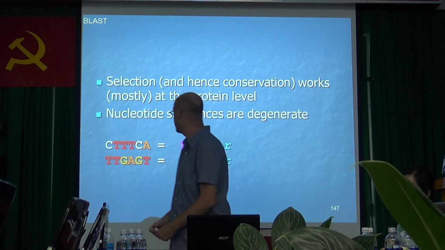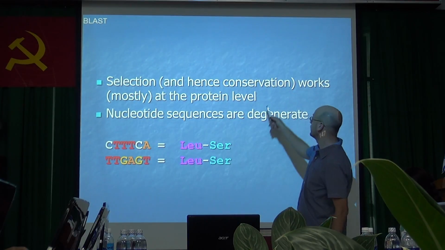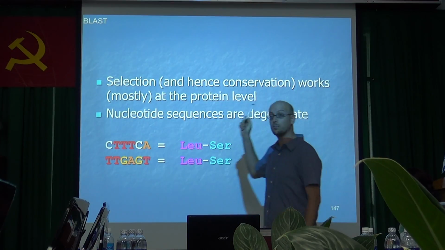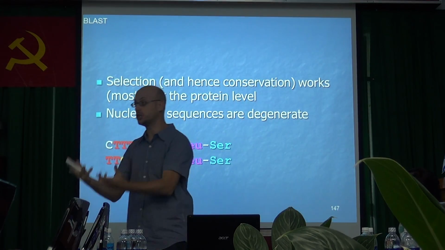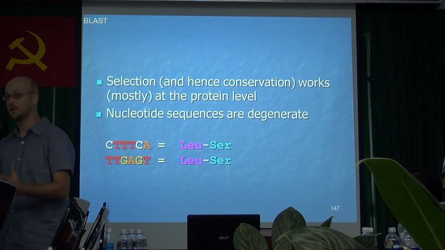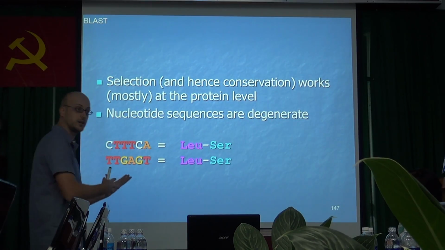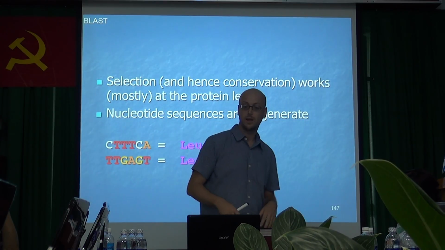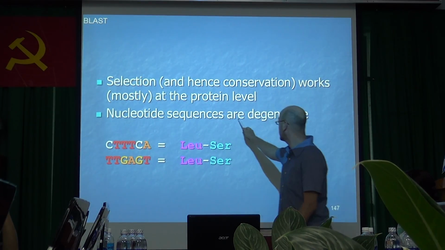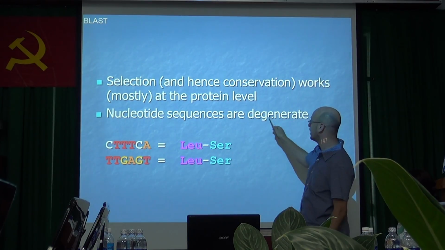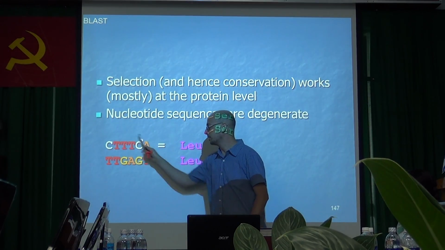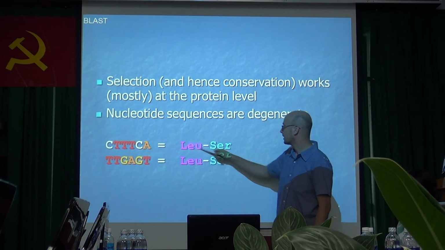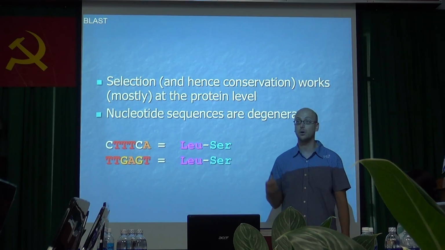Why protein? We said, first of all, because selection and conservation works at the protein level, so protein is the machine of the cell. What's important is the machine is working. We don't care how this machine was created. And because the nucleotide sequences are degenerate, so different sequences, different DNA can create the same protein.